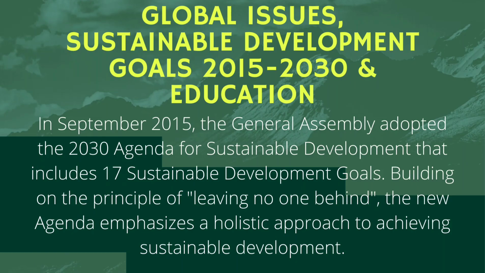Global issues, Sustainable Development Goals 2015-2030, and education. In September 2015, the General Assembly adopted the 2030 Agenda for Sustainable Development, which includes 17 Sustainable Development Goals. Building on the principle of leaving no one behind, the new agenda emphasizes a holistic approach to achieving sustainable development. The realization of the 17 SDGs means solving the top global issues cited by the two sources.